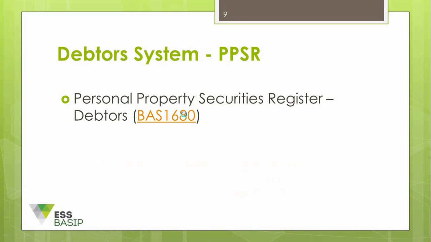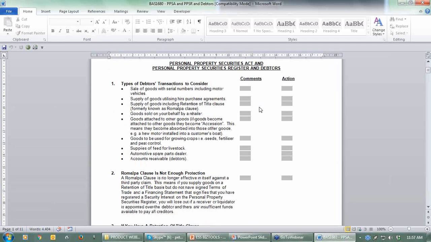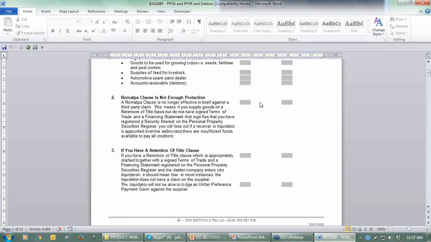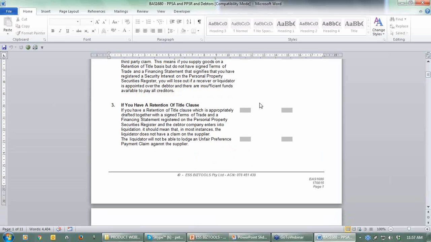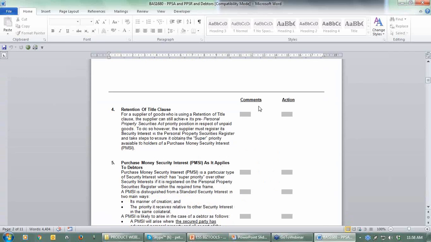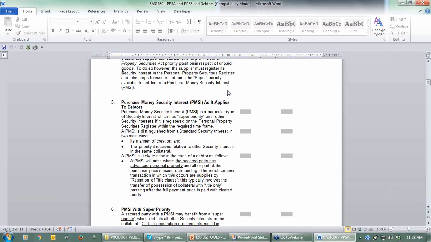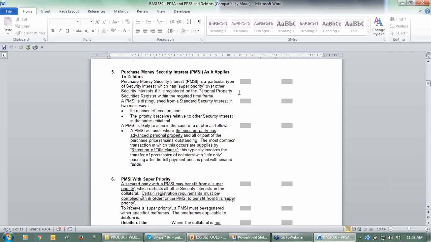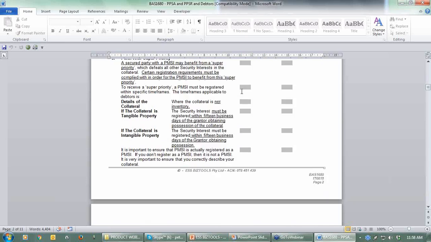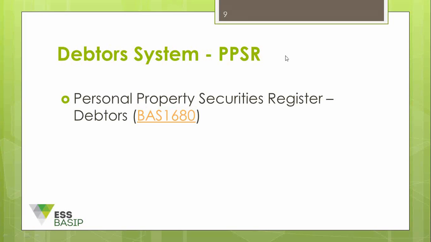And there's a summary of some of the aspects of the personal property securities register as it applies to debtors. The PPSR applies to a lot of other assets, but the notes we have here are the ones particularly relating to debtors. We have a separate package on the PPSR that I would recommend that you also review. But this form here gives you some insight into the debtors treatment on the PPSR.